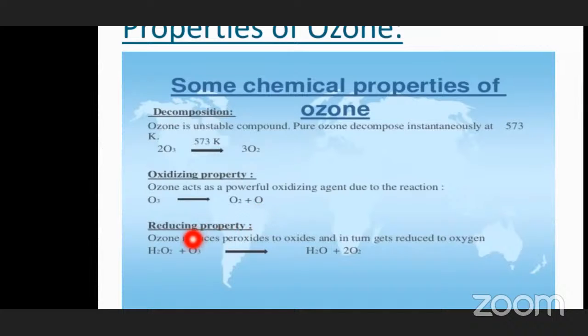Then ozone also acts as a reducing agent. How? Here H2O2 reacts with ozone to form H2O as well as oxygen. From this, we conclude it shows the reducing property. That means ozone also shows the reducing property in nature. Thank you. Tomorrow I will meet you.